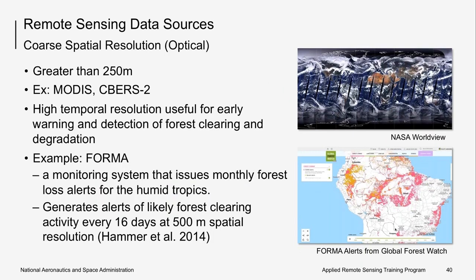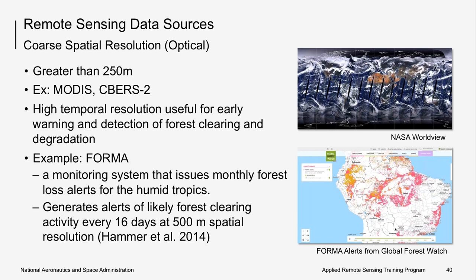Coarse resolution satellites, generally considered as having a spatial resolution of 250 meters or greater, generally have high temporal resolution. For example, the MODIS sensor provides data generally on a daily basis. While they're not as useful for identifying small-scale forest changes or forest types, they're often used as an early warning system for deforestation. So they are often used for things like wildfires.